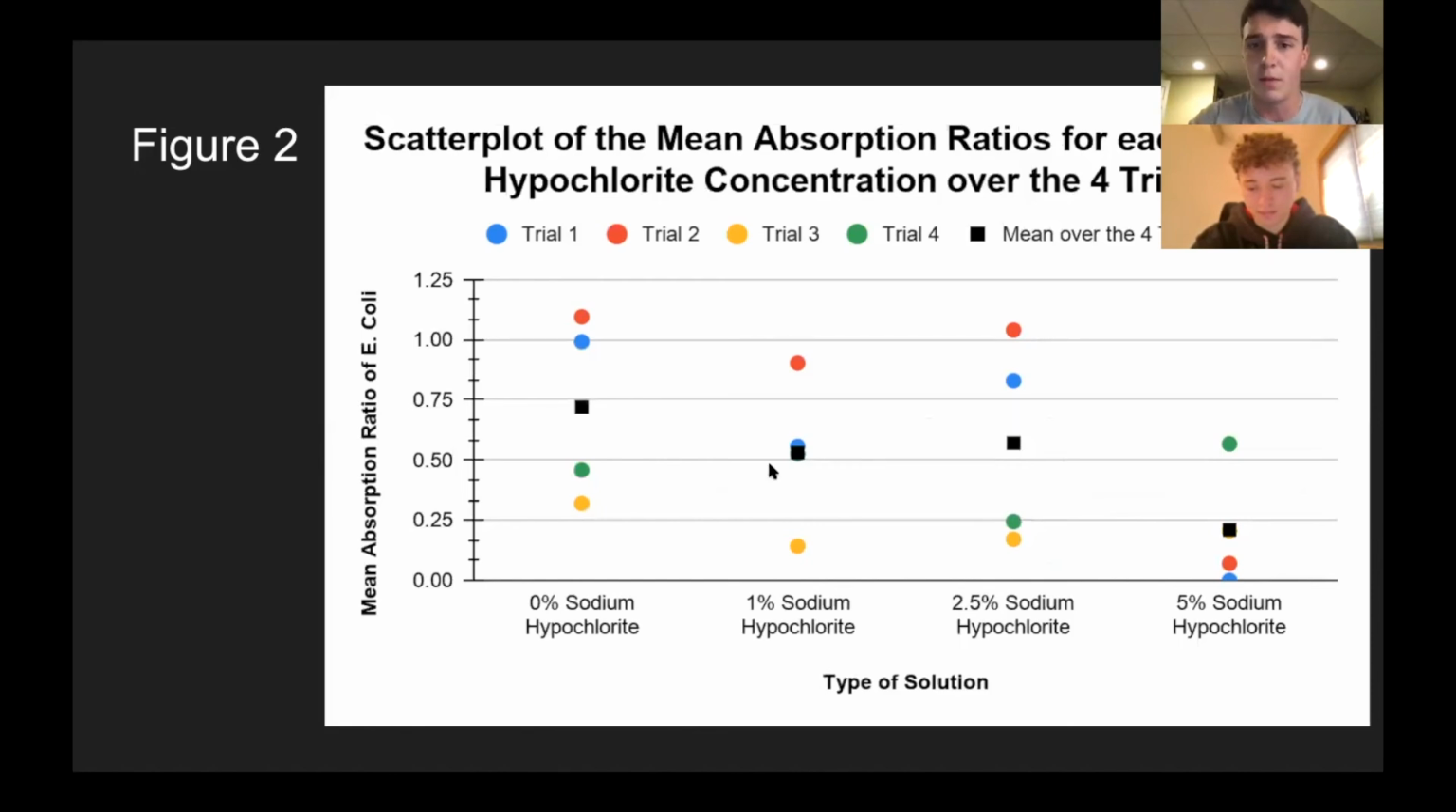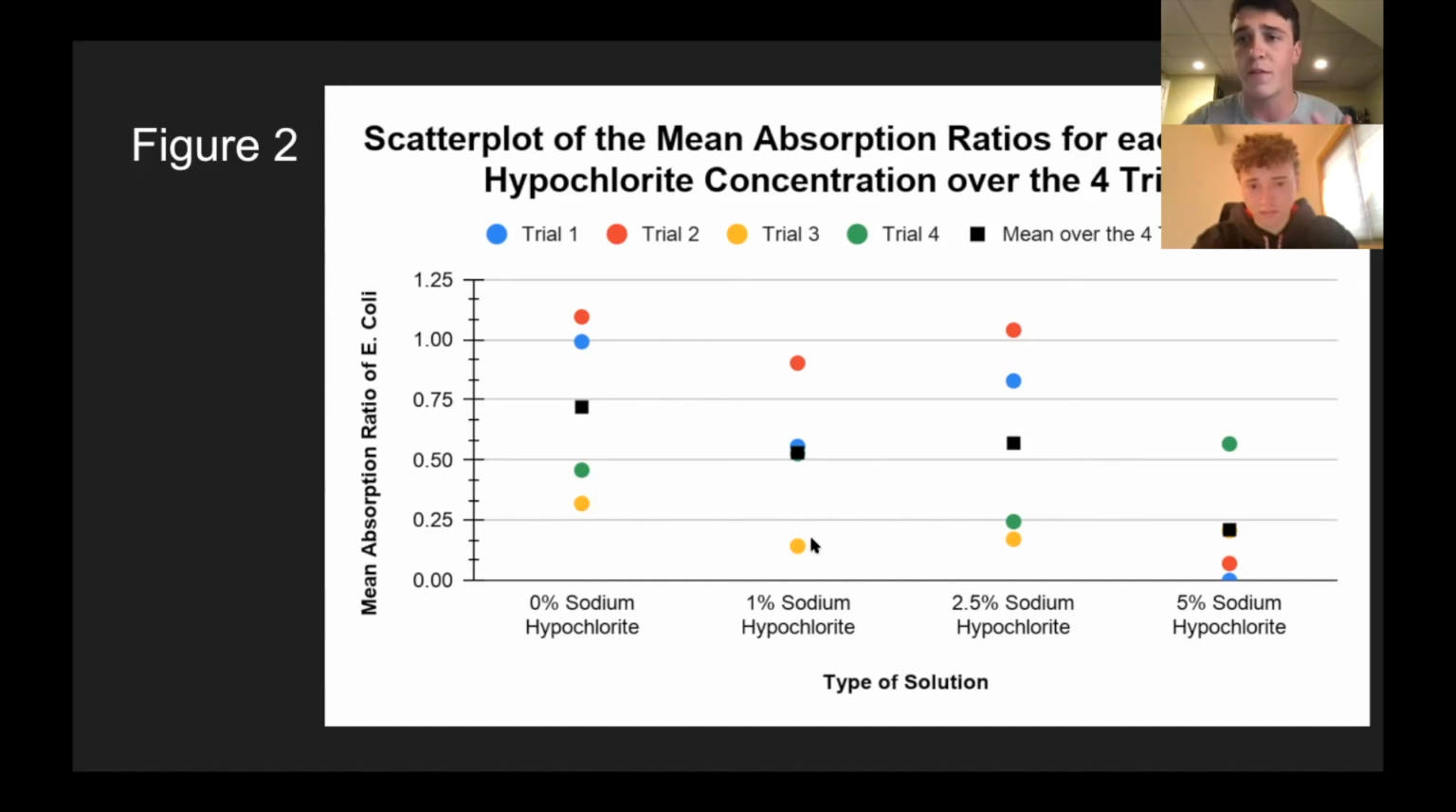Though the means, these black squares, again show the general trend that a higher concentration will lead to a lower absorption ratio. You can see at times how, for example, in trial 4, 5% sodium hypochlorite actually had the highest mean absorption ratio over that trial. However, if you follow each color of dots across the x-axis, they do generally follow the trend of the means, where 0% have the highest absorption, followed by 1%, followed by 2.5%, followed by 5%.